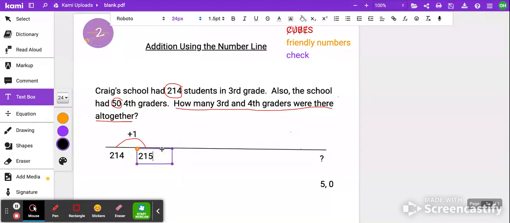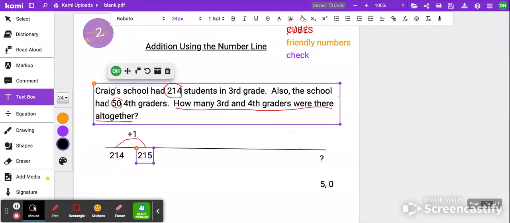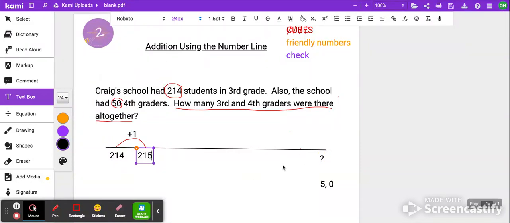So there you have it. We have a friendly number. So now I'm going to keep on adding until I've added 50, and then I will have my new total. So I'm at 215 and I've added 1. So an easy way to add on this number line is to add by fives or to add by tens. So I'm going to go ahead and add by tens.